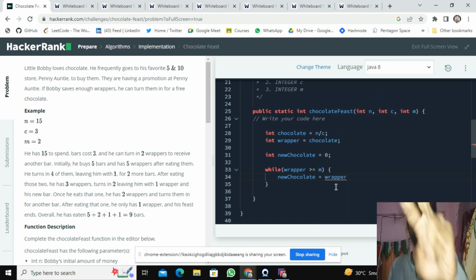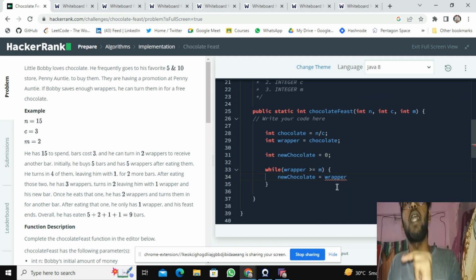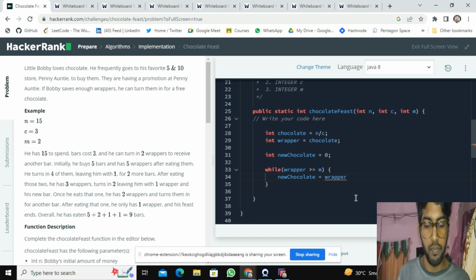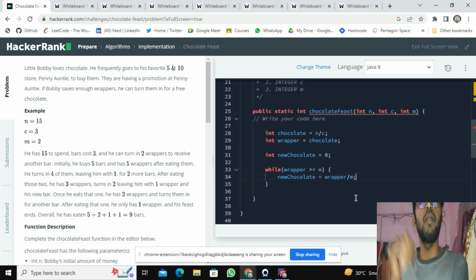Say m equals 2. If I have 2 wrappers, I will get 1 chocolate. If I have 4 wrappers, I will get 2 chocolates. If I have 6 wrappers, I will get 3 chocolates. If I have 7 wrappers, then also I will get 3 chocolates. That's why I will divide by 2, that is, I will divide by m, the minimum number of wrappers required to get a chocolate back from the Penny Auntie. Now the new chocolate is there.